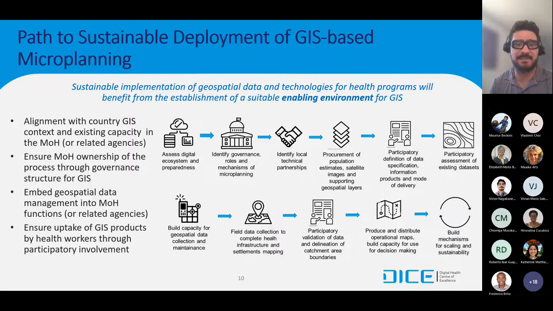related agency, governmental agencies. And the uptake of GIS products, especially at the frontline, needs to be ensured through participatory involvement of the frontline health staff, for example, in the data collection and in the map production process. These elements are quite crucial to be able to ensure scalability and sustainability of the deployment.